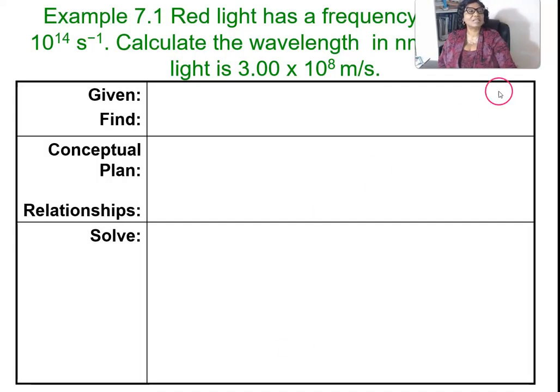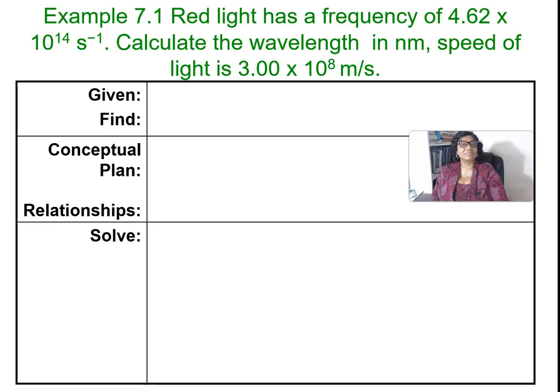So let's take an example. Red light has a frequency of 4.62 times 10 to the 14 per second. Calculate the wavelength in nanometers. The speed of light is 3.0 times 10 to the 8 meters per second.